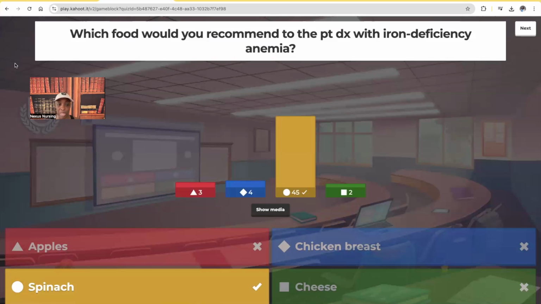Apples, we love apples. Nothing's wrong with apples, but it's not high in iron, it's high in fiber. If you're constipated, go ahead and eat some apples. Make sure you eat it with the skin. Don't peel off the skin because that's what has the most fiber. But we're not talking about fiber, we're talking about iron.